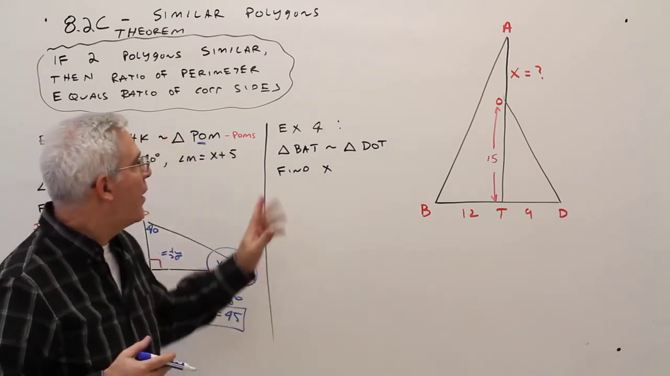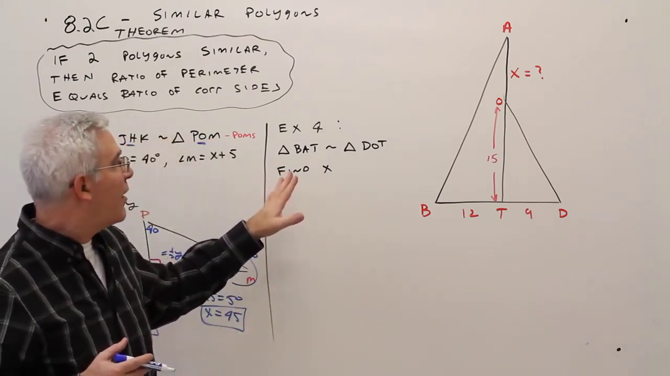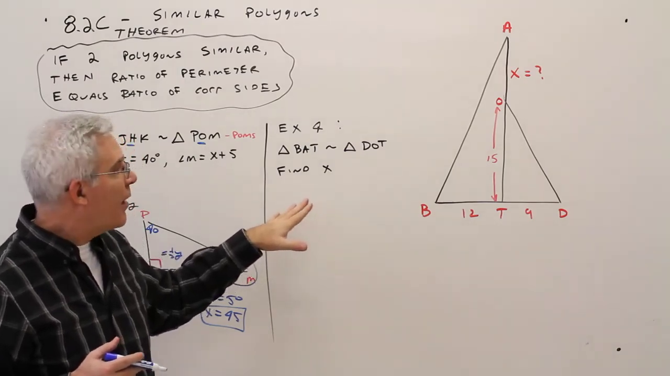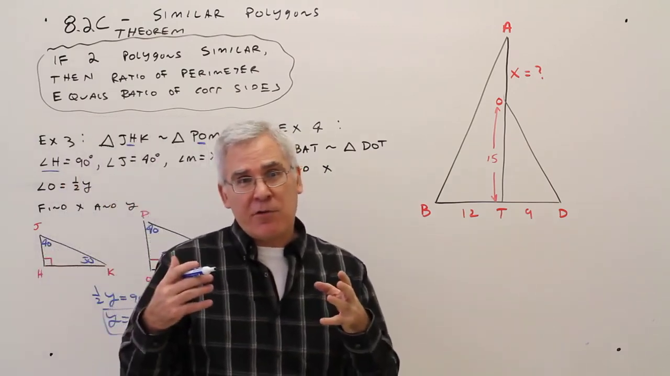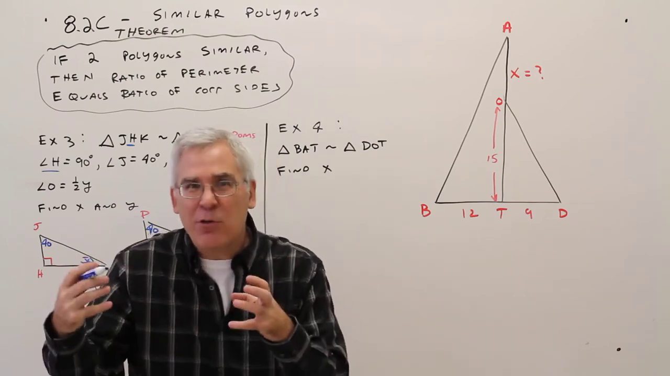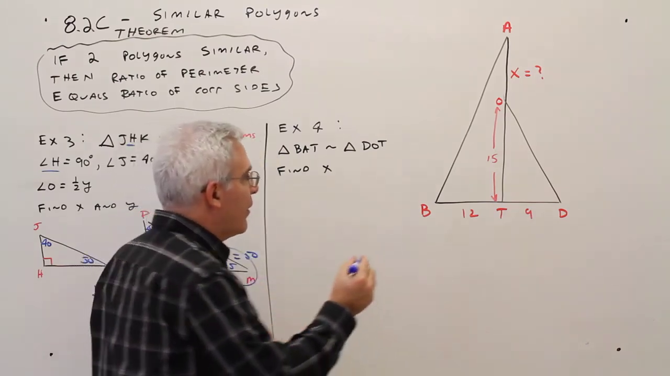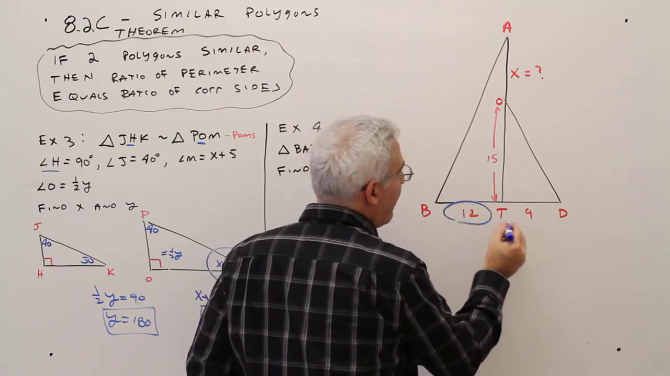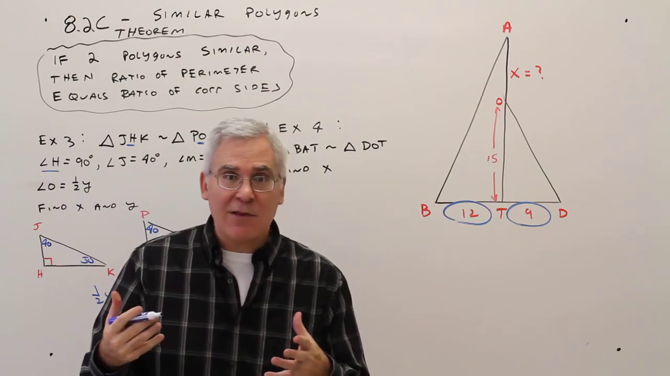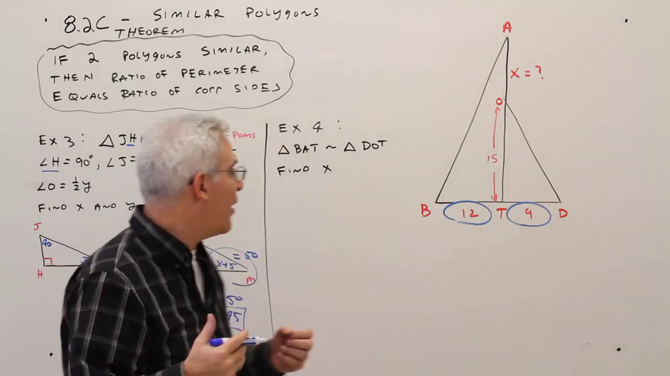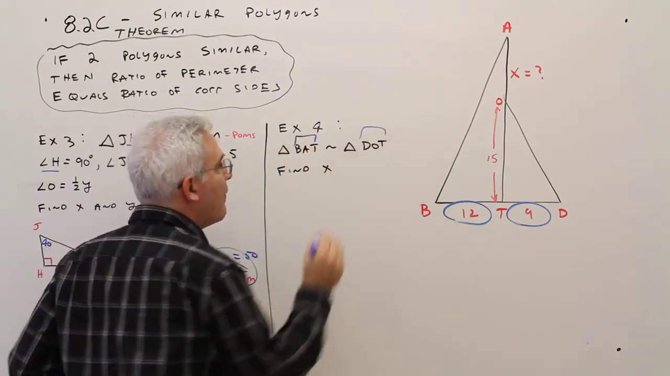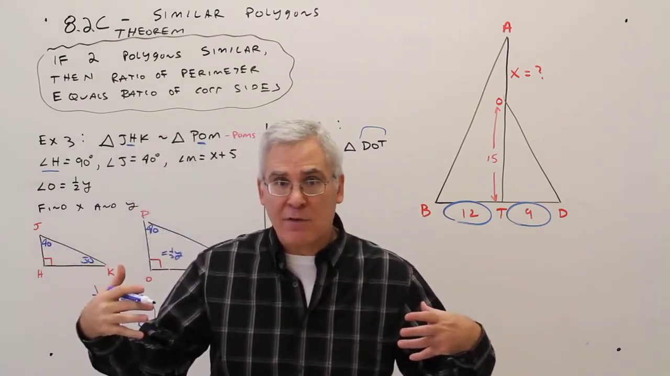All right, example 4. We've got triangle BAT is similar to triangle DOT. Find X. Okay, so what I'm always looking for when I've got similar triangles or polygons is, do I have a certain scale factor or ratio that I know? So, oh, I've got a 12 there, and I've got a 9 there. If those are corresponding sides in the triangles, I've got my reference right there. So let's see if BT, first and last, and DT, first and last, those are corresponding sides.